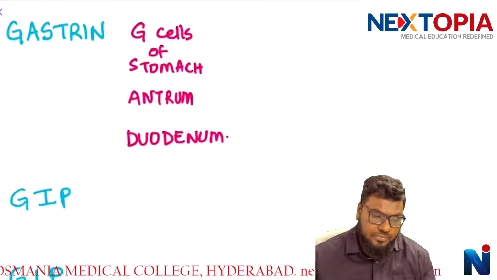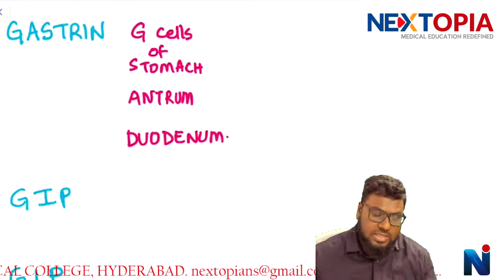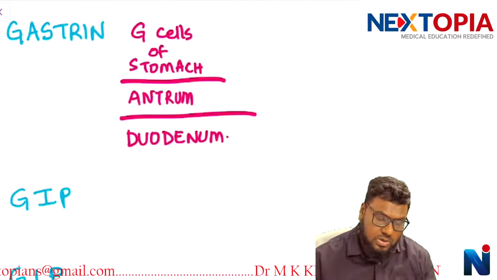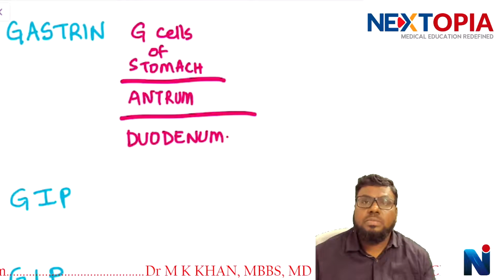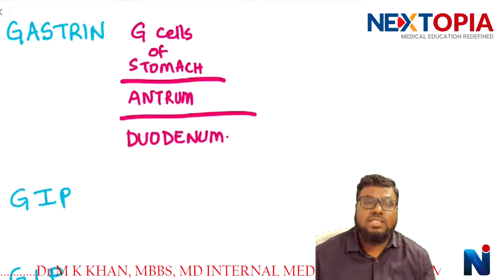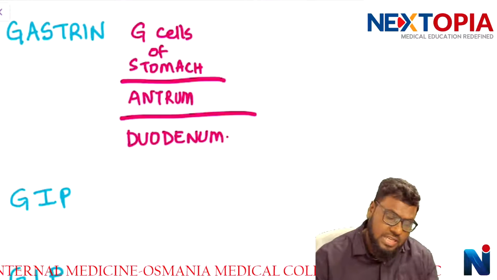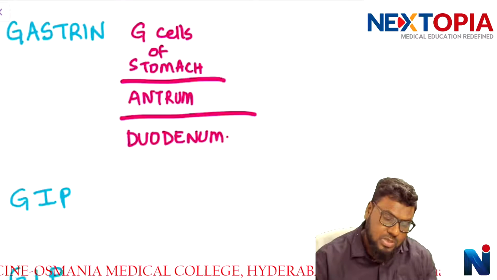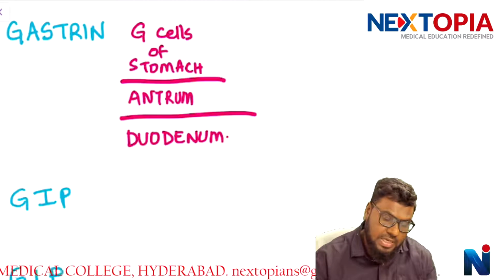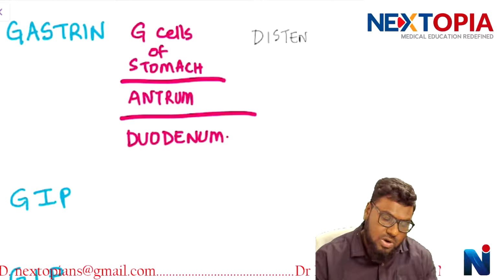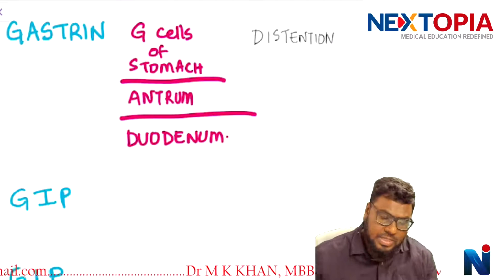All right. So G cells of the stomach or the antrum or the duodenum secrete the gastrin. What is the stimulus of gastrin production in the stomach? The stimulus of gastrin production in the stomach is distension of the stomach.